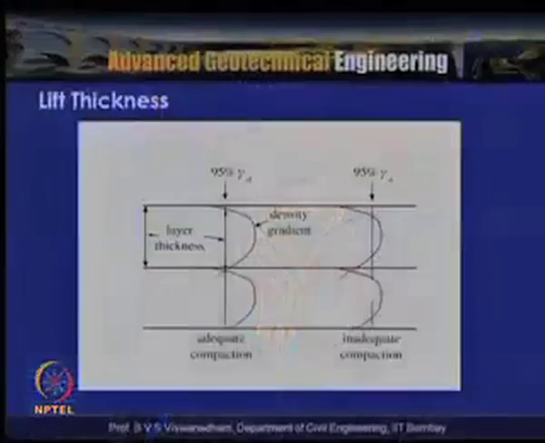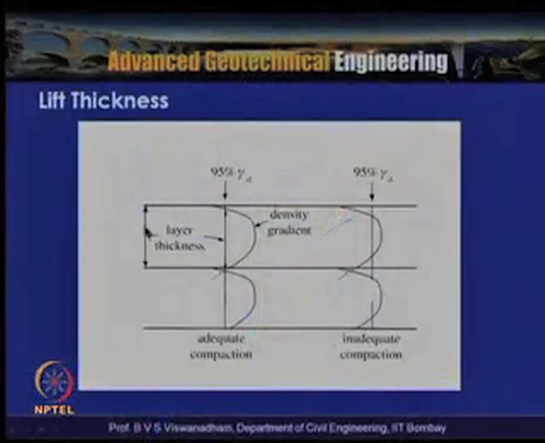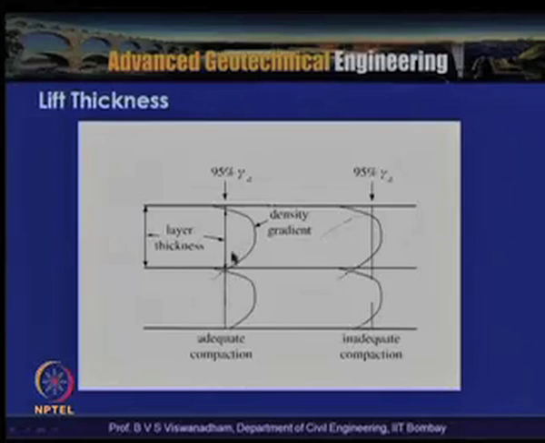Soil at the top of the lift will be well compacted, and soil at the bottom of the lift will not be compacted at all. In this slide, for a particular lift layer thickness, you can see that the soil at the middle portion is compacted very well. At the interface, there is a possibility that the compaction is not achieved at all. So it has to be ensured that the lift thickness is such that the minimum compaction is met at all points.